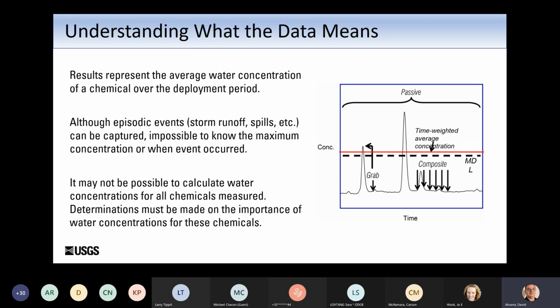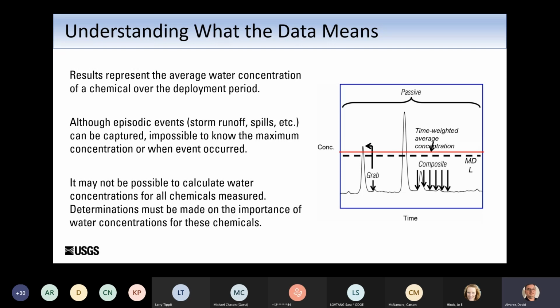Although it may not be possible to calculate time-weighted average water concentrations for all chemicals that you may measure in a passive sampler, that doesn't mean you can't still get some good information. To be able to calculate water concentrations, you either have to have knowledge of experimentally derived sampling rates for each chemical or have well-defined uptake models that can use different chemical parameters to help perform those calculations.